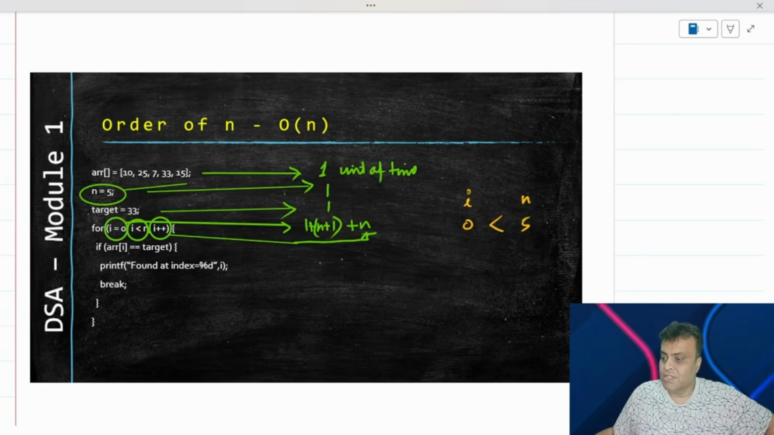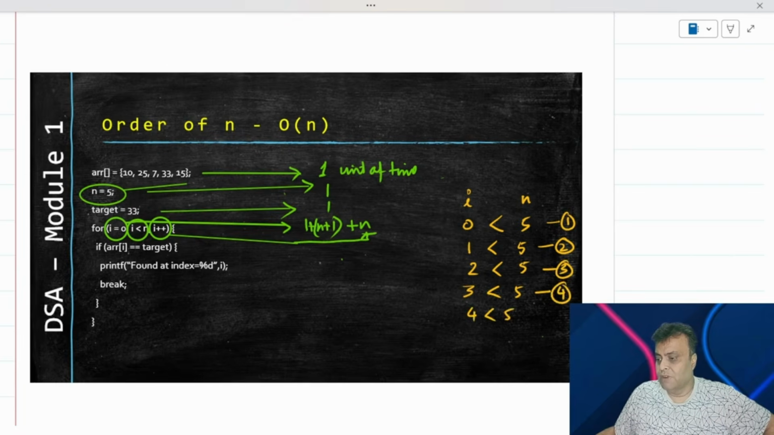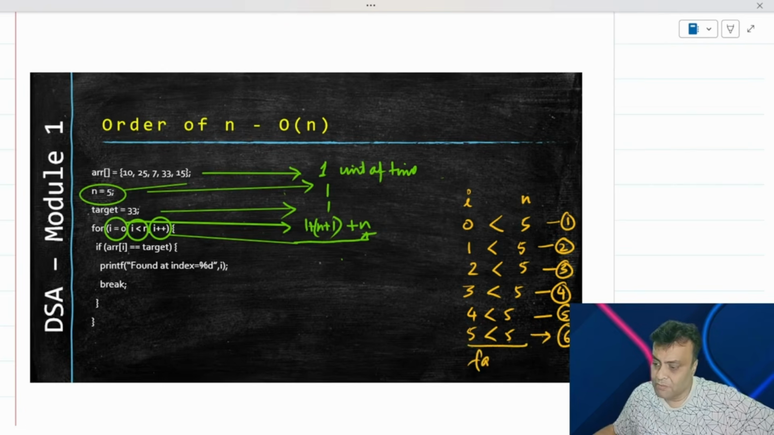We will take this as iteration number 1. Next time i has increased itself, now 1 will be compared with 5. This is your iteration number 2. 2 will be compared with 5, this is iteration number 3. 3 will be compared with 5, this is iteration number 4. 4 will be compared with 5, this is iteration number 5. And then 5 will be compared with 5, this is iteration number 6. Right? And here is where it will become false.